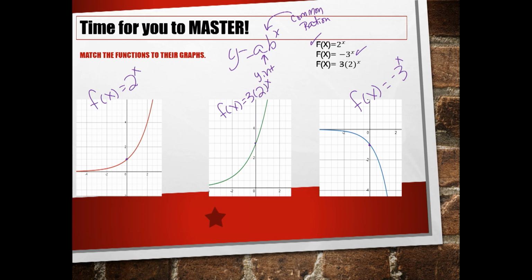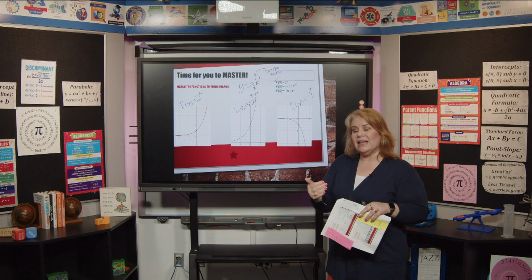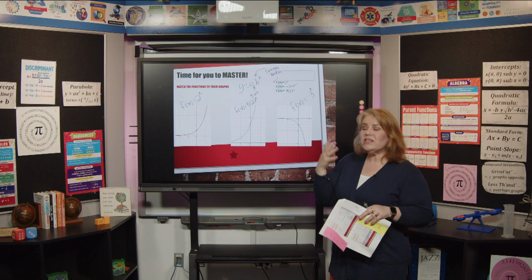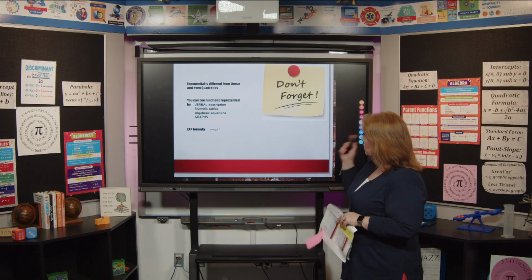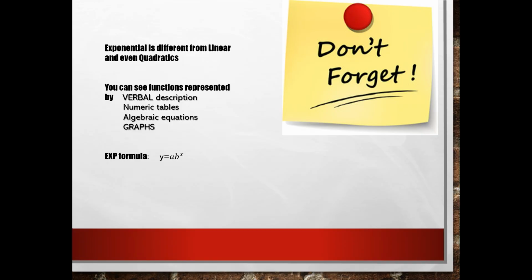So we see how we can use our context clues. We see how we can use that y equals feature. And then we've also seen how we can put a table in to get our equation for these exponential functions. Something that we want to remember and not forget, exponential is different from linear and even quadratics. You can see functions represented by verbal descriptions, numeric tables, algebraic equations, and graphs. And the formula that we just used and just learned is y equals a times b to the x.